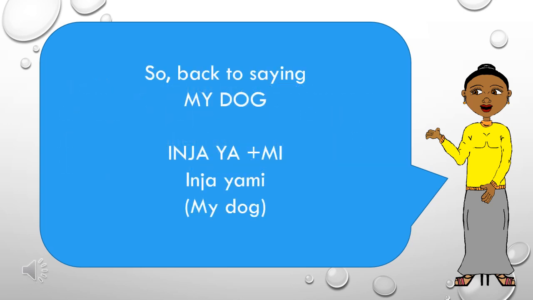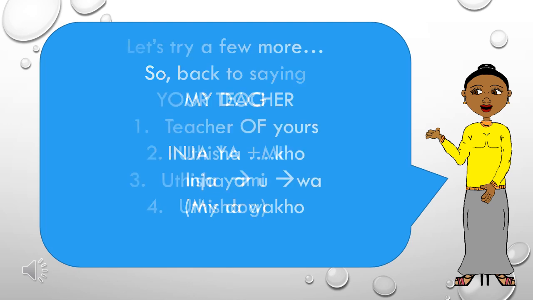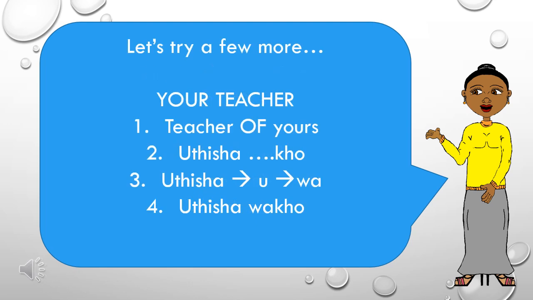So back to saying my dog. Inja, ya from the table, added onto me, which is the pronoun. So inja yami, my dog. Let's try a few more.